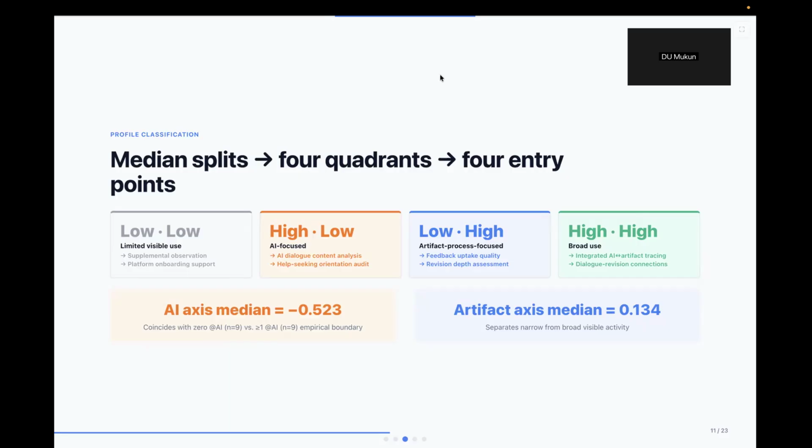And last one is the high, high. Basically, they are both using the system, uploading a lot of reports, and they are sending a lot of @AI chat messages. So basically, they are trying to seek help from AI a lot. They are also trying to seek for suggestions from AI, their feedback from AI a lot. And there are also the median score here.